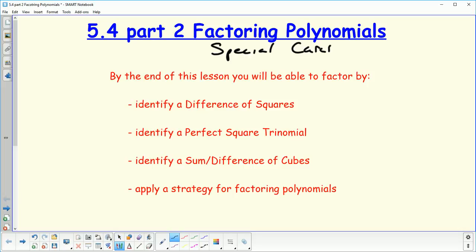There are 4 special cases we're going to look at. First one, difference of squares, and then we're going to look at something called the perfect square trinomial, and then finally the last two, the sum of cubes and the difference of cubes. And this we actually already did in class. So we're going to finish that up the next section in class after we've talked about our special cases.